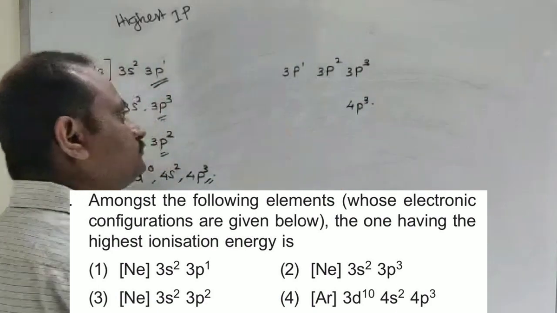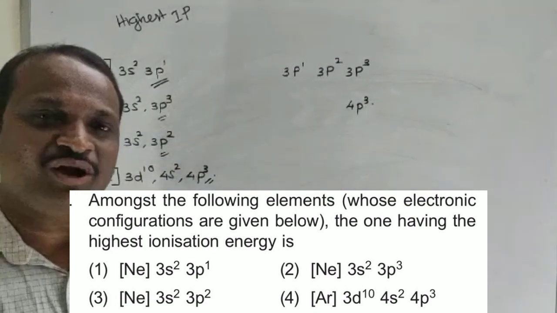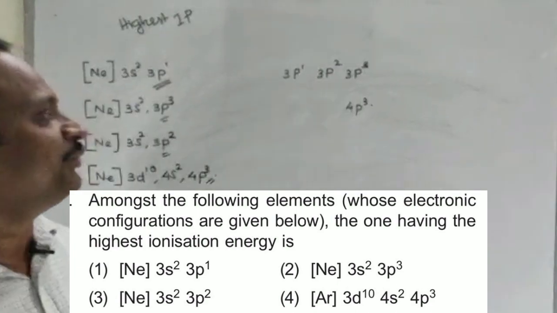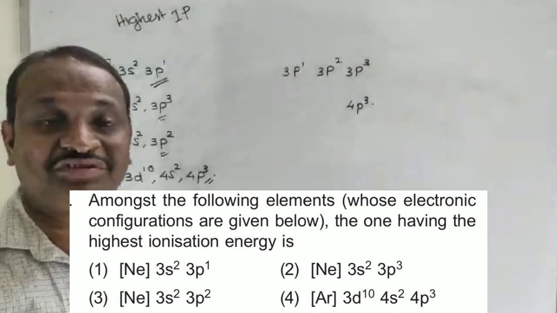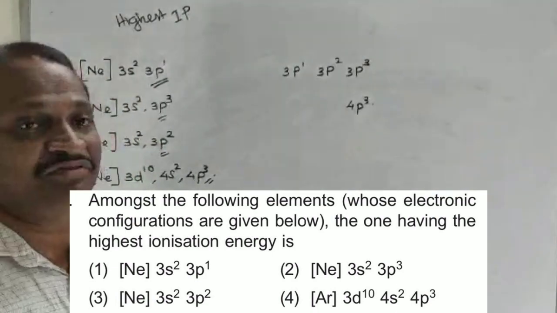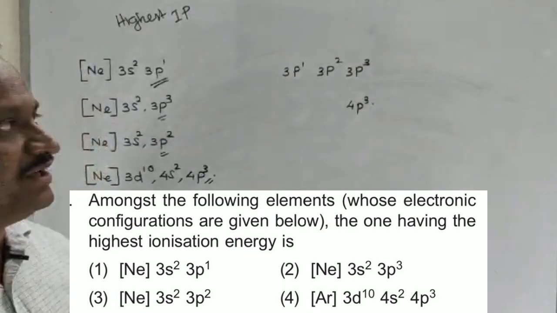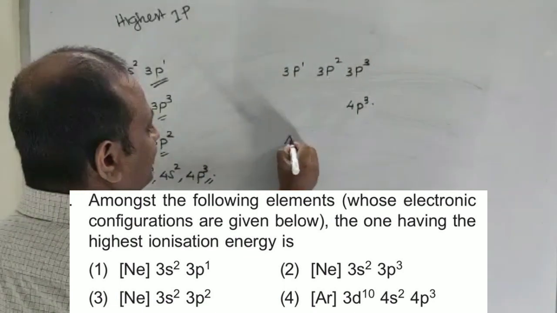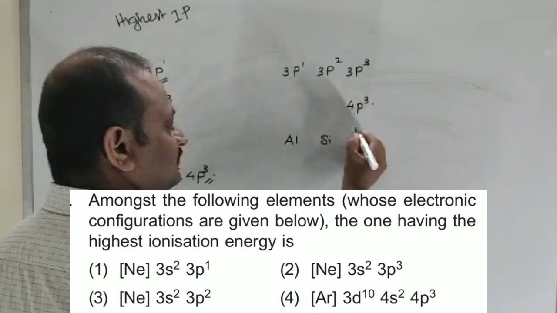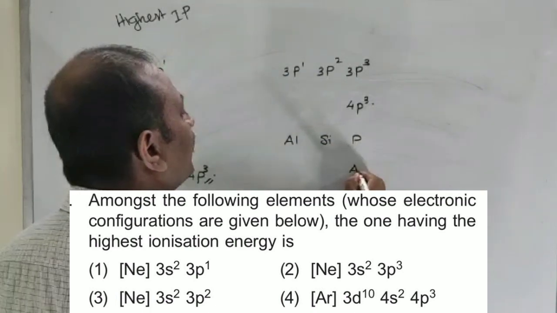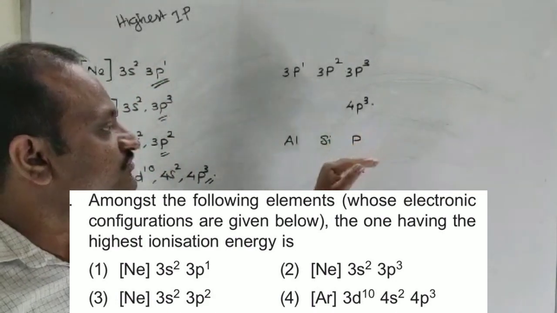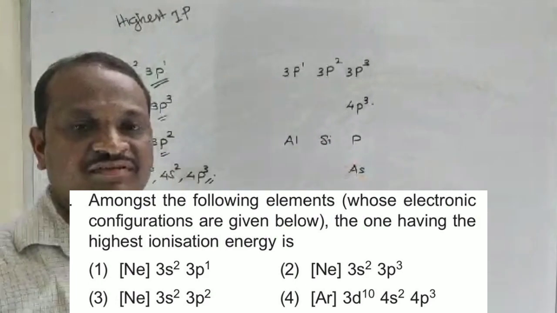First of all, let's write these elements. What about these elements? 3p1, 3p2, 3p3. What are those elements? It is aluminium. Then we have silicon. Then we have phosphorus. And below that we have arsenic. See, aluminium, silicon, phosphorus and arsenic. These are the elements given.